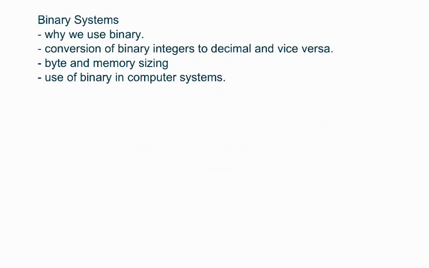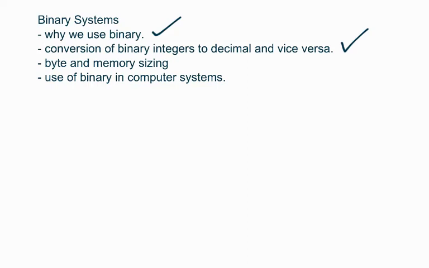Okay guys, in this lecture we're going to discuss what binary systems are, and in that we're going to discuss four subcategories. First is why do we use binary. Second will be the conversion of binary integers to decimal and vice versa. Third will be what a byte is and how it's used in memory sizing. And the fourth one will be the use of binary in computer systems and related technologies.